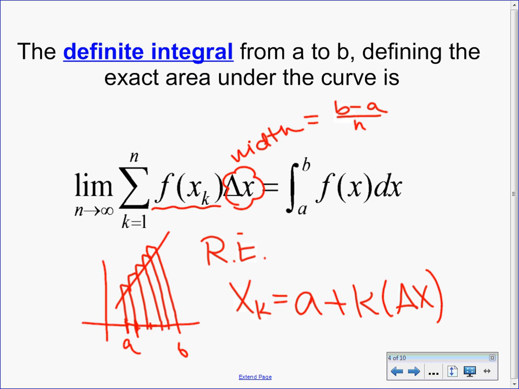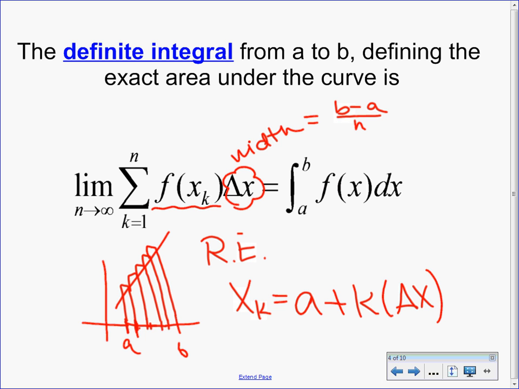So we plug this value into our function to get the height of each rectangle. Here is the width of each rectangle. And by taking the limit toward infinity, we find the exact area. Do we know how to take the limits of a Riemann sum? No. But do we have shortcuts for a Riemann sum? It's a yes or no question. Do we have shortcuts? Yes, we do. So we're going to talk about the shortcuts here in a little bit.